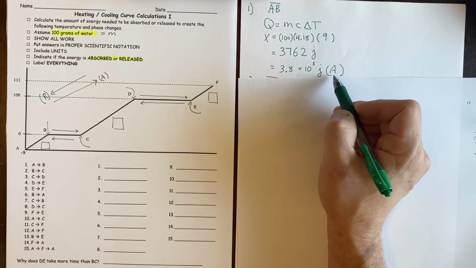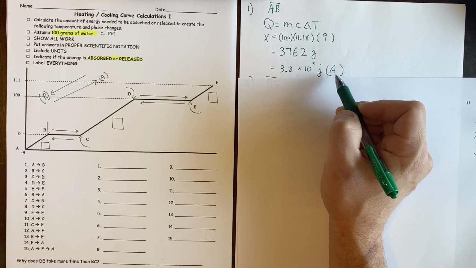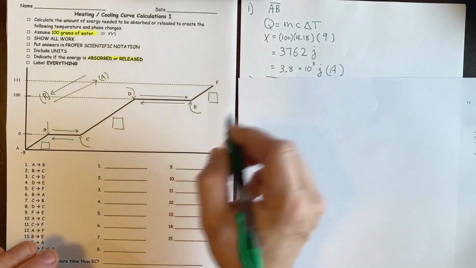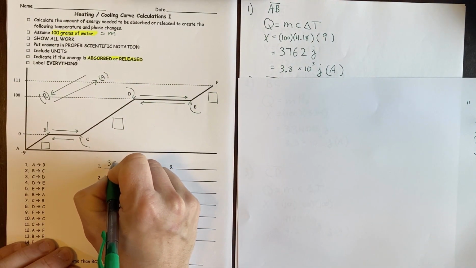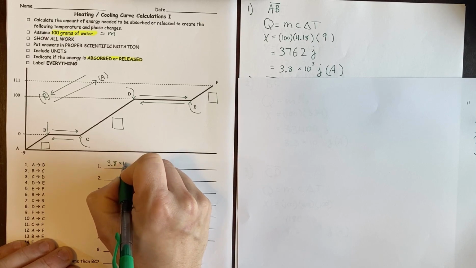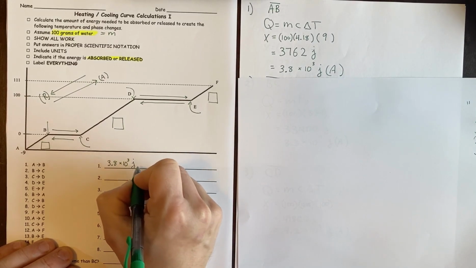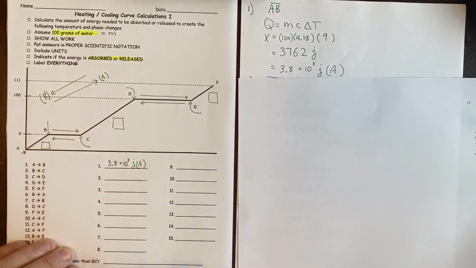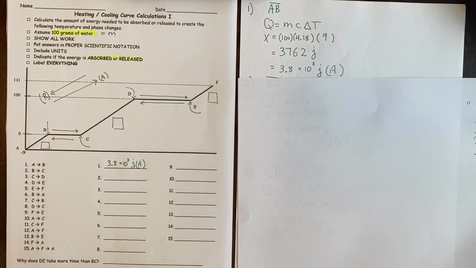Endothermic is always going to be the absorbed, and exothermic would always be the released. And then you would just take your answer and write it there. And that's all you're going to do. I'm going to do a bunch of these problems with you so that I can show you everything here. So let's look at segment BC.